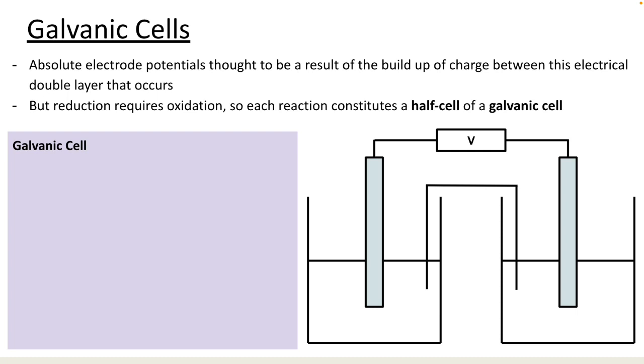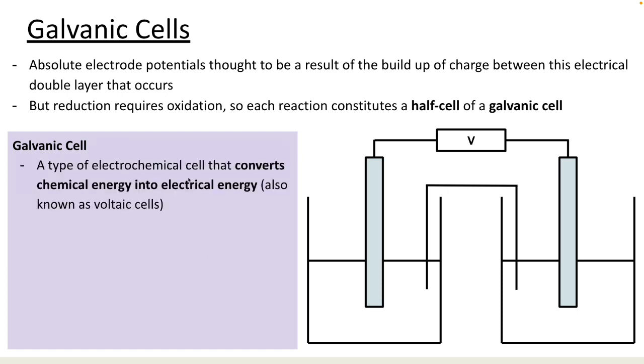We have a galvanic cell. So again, this is a type of electrochemical cell where we're made up of two of these half cells that we just described. Let's discuss the features. A type of electrochemical cell that converts chemical energy into electrical energy. They're also called voltaic cells. I'm just going to stick with galvanic cell from this point forward.